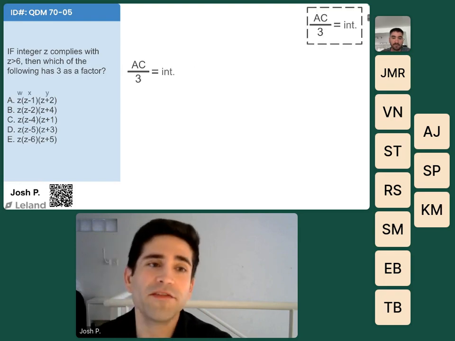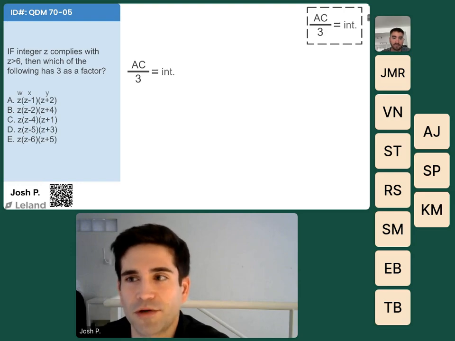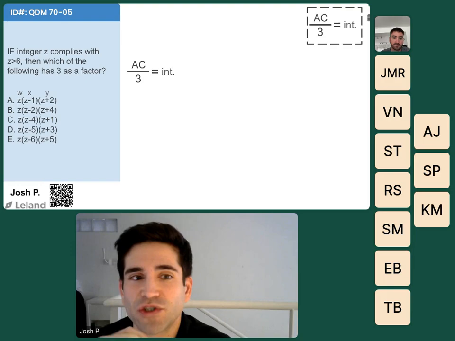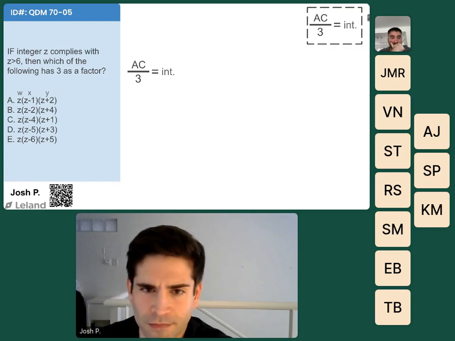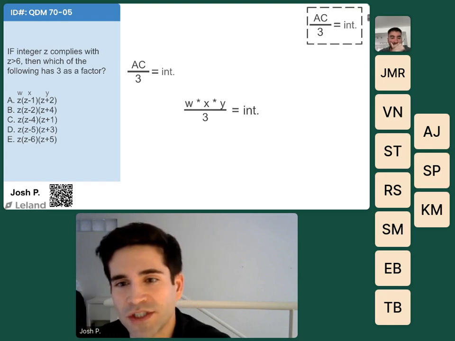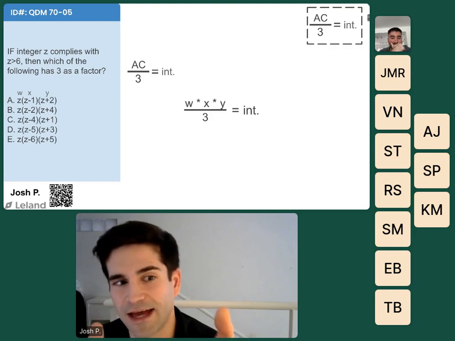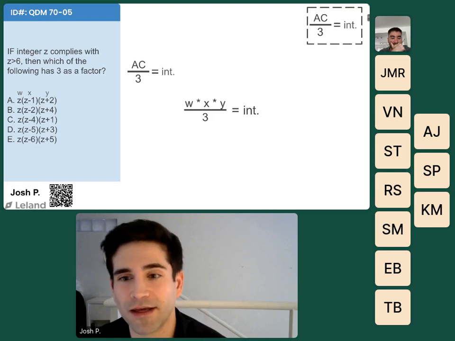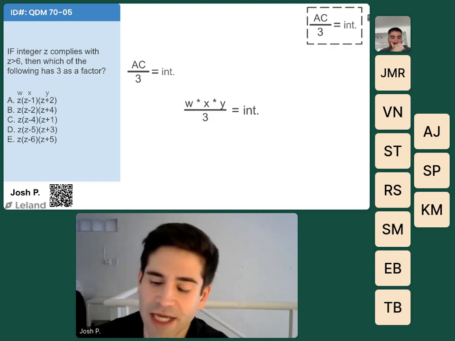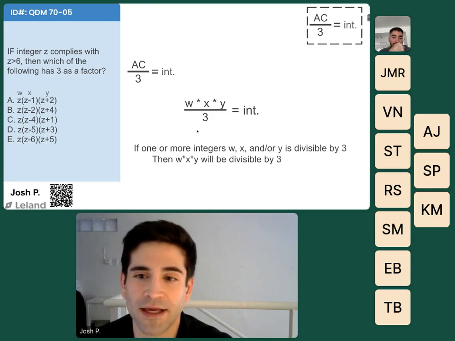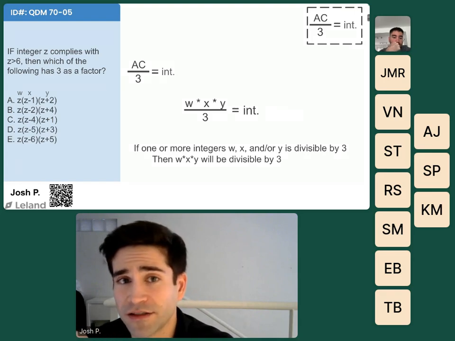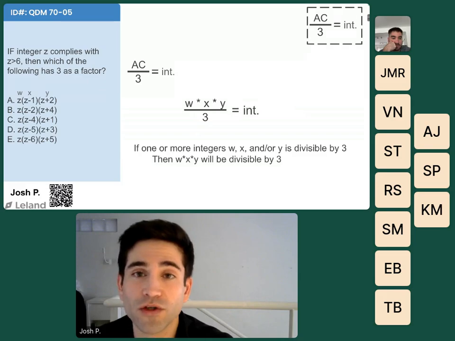So what we have is basically an integer z that must be greater than 6. And we're asking which one of these answer choices has 3 as a factor. So essentially what we're being asked is which one of these answer choices, when divided by 3, equals an integer. Now, if we look at the answer choices and we see it as w times x times y, we will be able to understand that if one or more of these integers, w, x, and or y, is divisible by 3, then the product of w times x times y will also be divisible by 3.